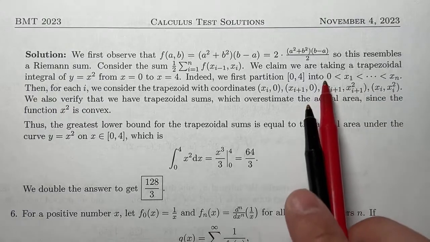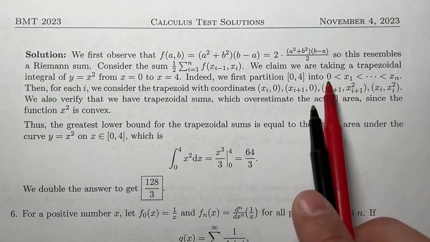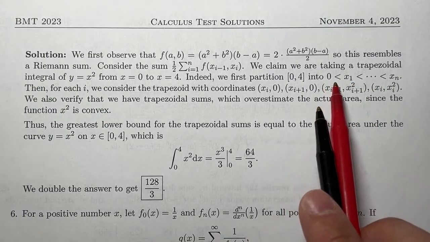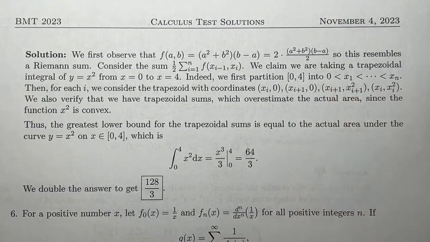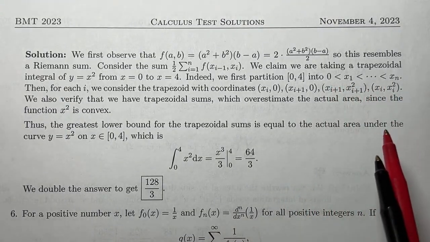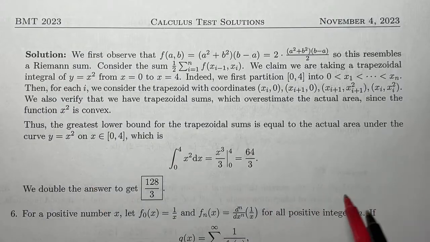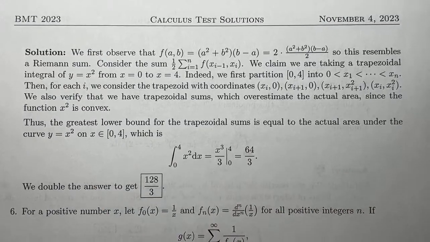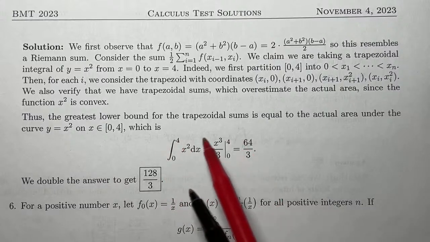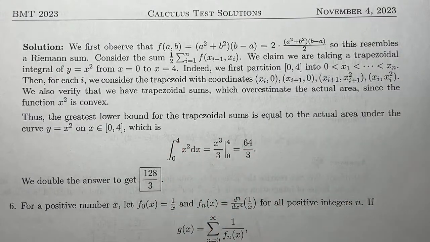So I think maybe this right here is a great hint, right? 0 is equal to x0 and then all the way to xn, which is equal to 4. And then draw some pictures, that will be helpful. And at the end, you just have to compute this integral and then you get 128 over 3.